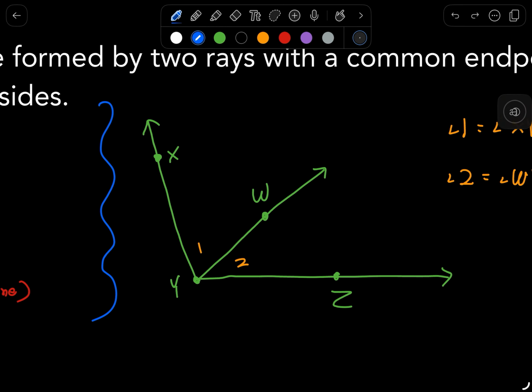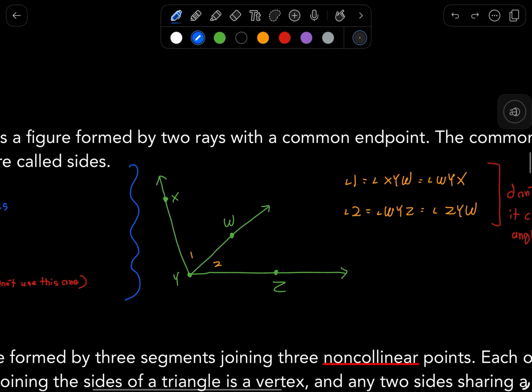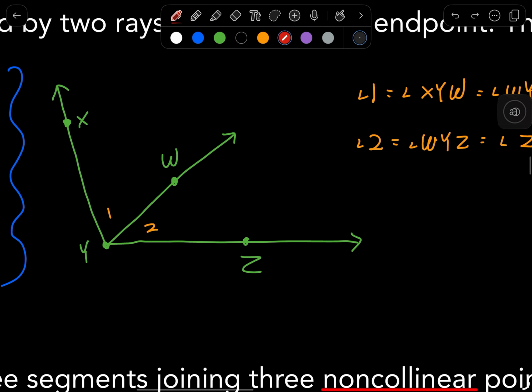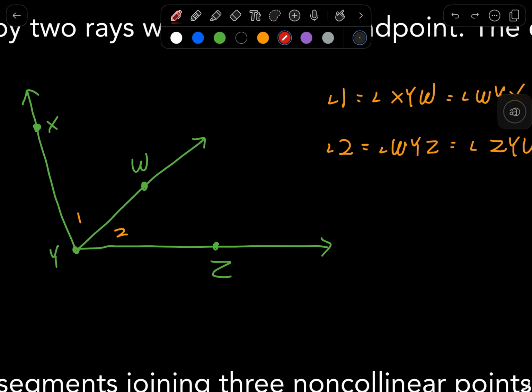And again, it can also go the other way. But for angle 2, follow the same path. It starts here, goes to Y, and goes back out to Z. So that would be WYZ.